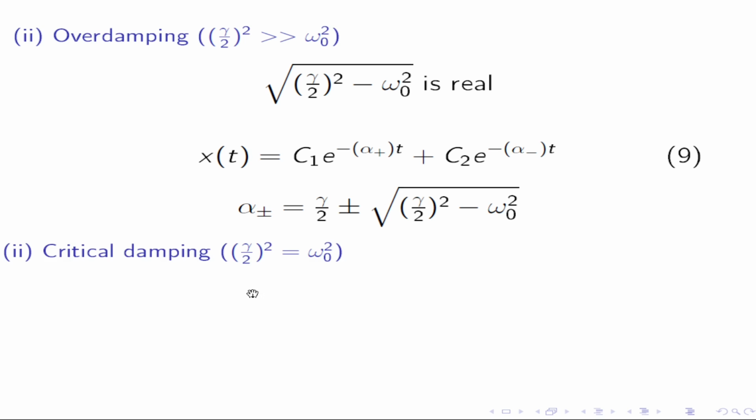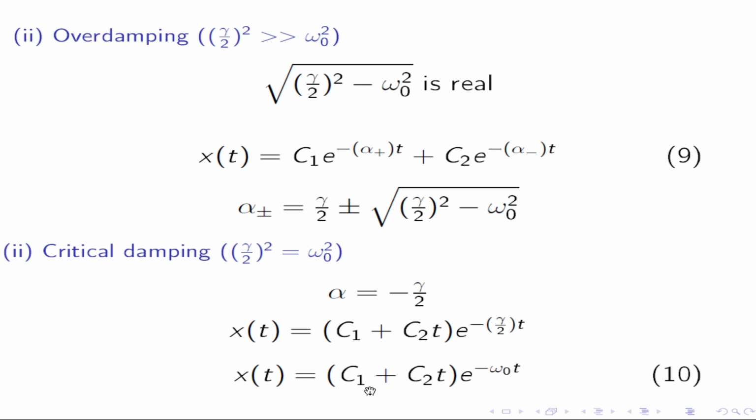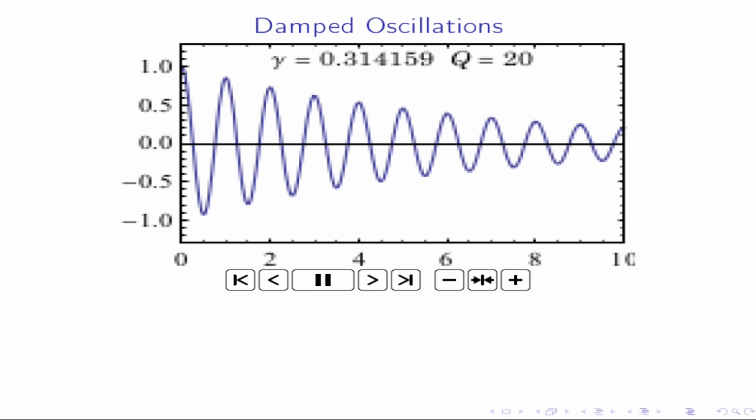In critical damping, (γ/2)² is equal to ω0². In that case, α is equal to −γ/2, but the differential equation would have two solutions. Therefore, x(t) is given by (C1 + C2 t) e^(−γt/2). Since γ/2 is ω0, x(t) = (C1 + C2 t) e^(−ω0 t). This is also not an oscillatory solution. It decreases exponentially. This shows a damped oscillation.